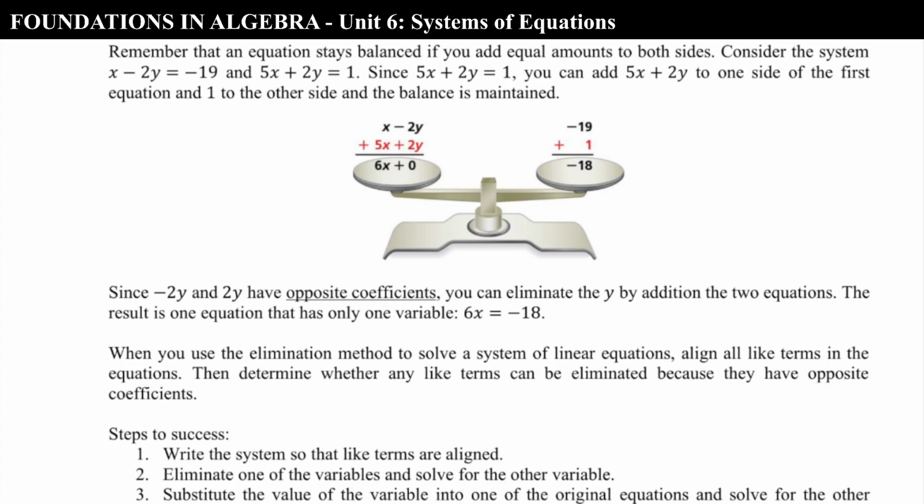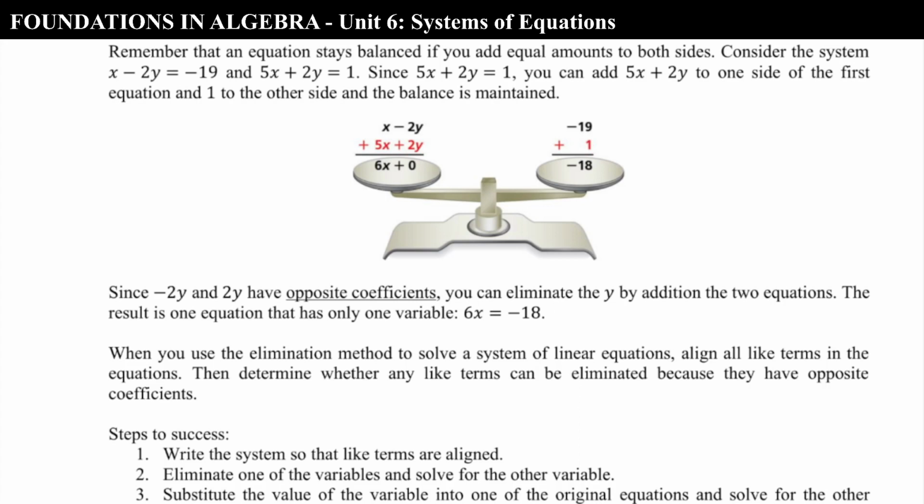Well, consider the system x minus 2y equals negative 19 and 5x plus 2y equals 1. Since 5x plus 2y equals 1, you can add 5x plus 2y to one side, and then you can add 1 to the other side of the first equation. And we still maintain our balance because those quantities are equal to each other.